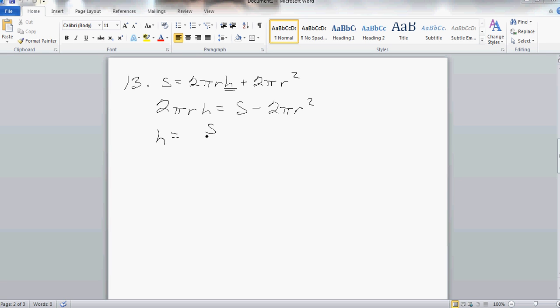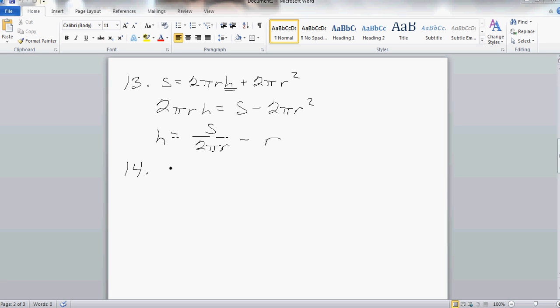And then we get s over 2 pi r. Then when we take 2 pi r squared divided by 2 pi r, the 2's cancel, the pi's cancel, and one of the r's cancels, so we're left with just the r. And this is what h equals using this original formula.